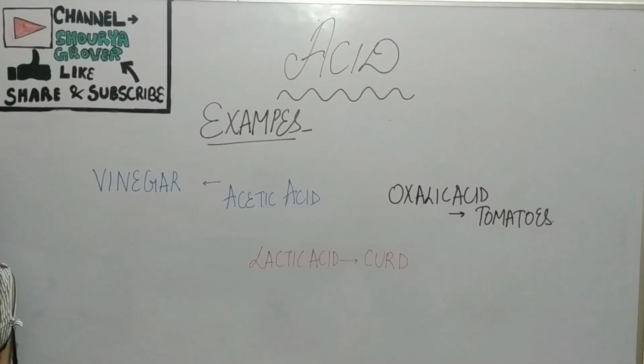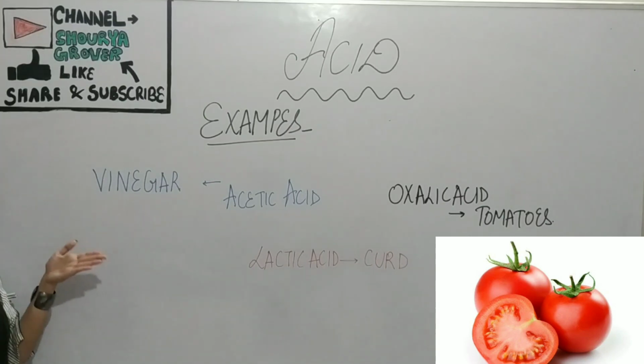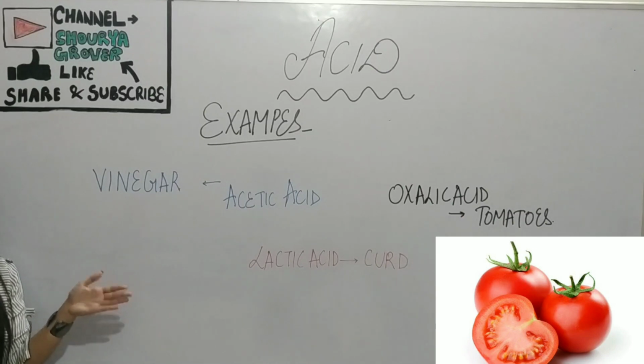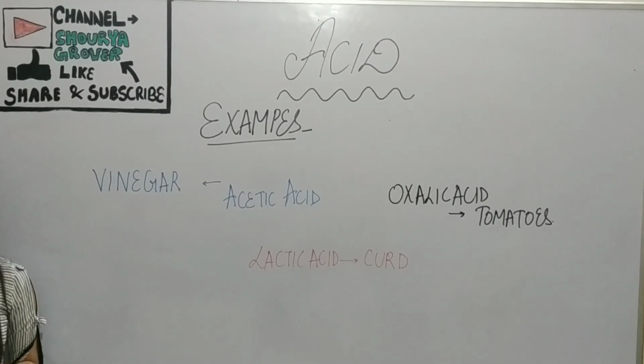And yes, the third example is tomatoes. Yes friends, tomatoes also contain an acid in them. Which acid is present in tomatoes? It is oxalic acid. You can see the picture of oxalic acid, which is present in tomatoes, on your screen. So now I am going to tell you the types of acids.